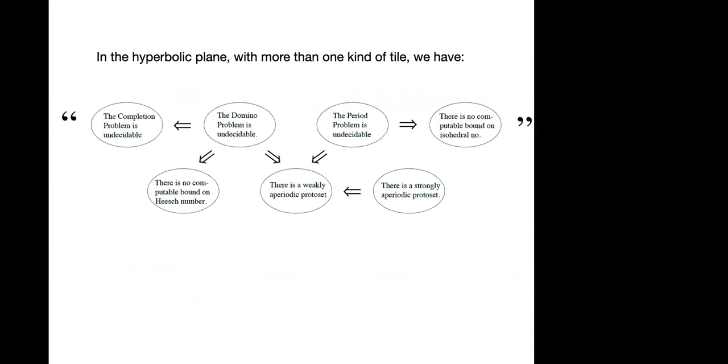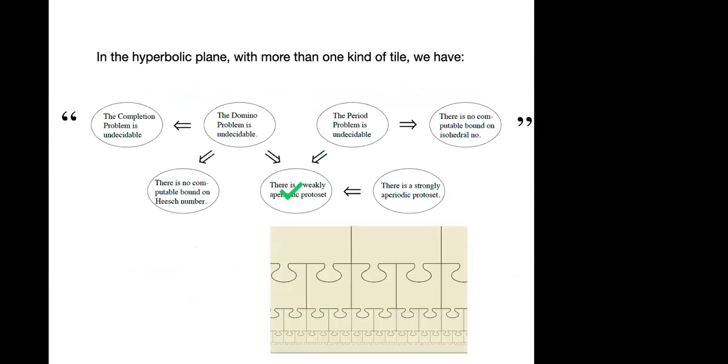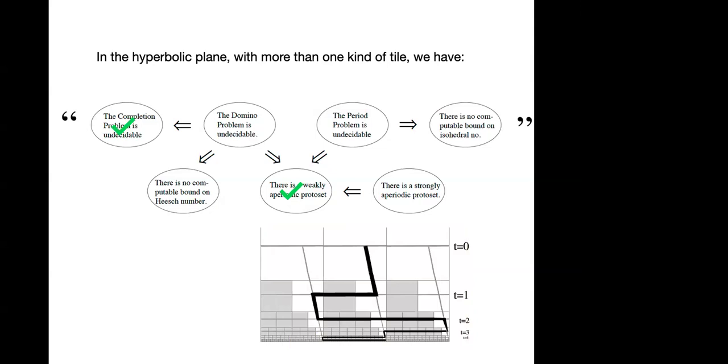And then in the hyperbolic plane with multiple kinds of tiles, we have this kind of literature. I want to explain what weakly means, but we'll come back to this example in a minute. It's an old example. This is exactly the same thing that I showed made out of foam before, this beautiful curvy foam. This is the same tiling in the map data. And similarly, the completion problem is simply undecidable.